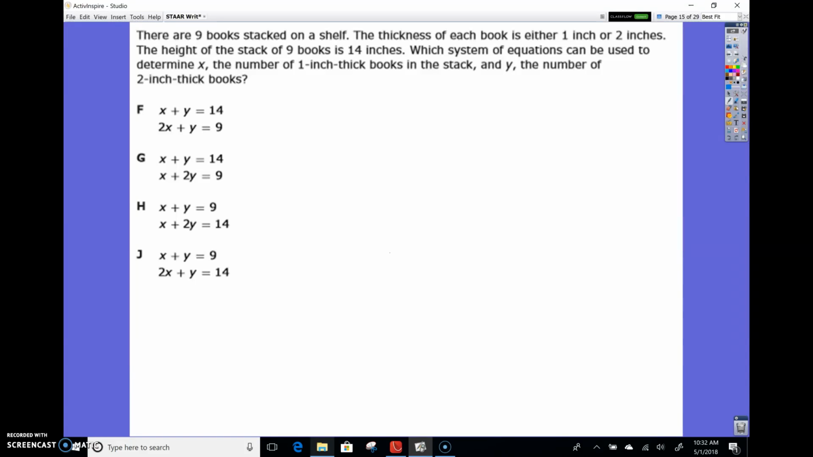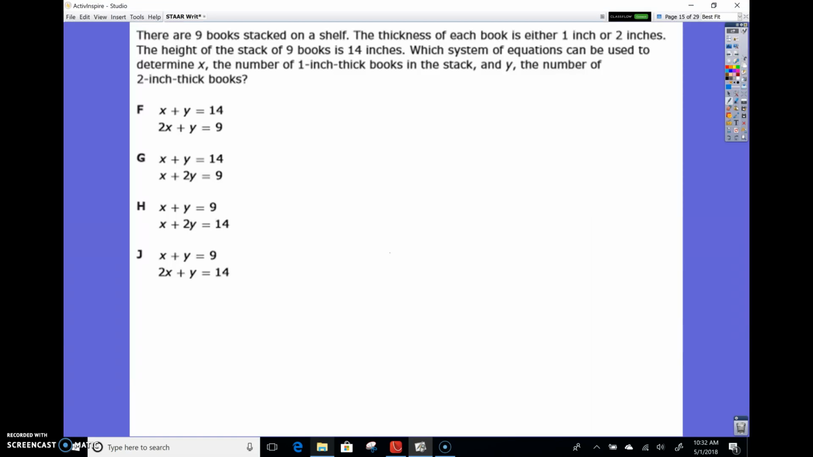Okay, so the next kind of problem are systems of equations. That means that there's going to be two equations, okay? There are 9 books stacked on the shelf. Usually when you see something like that, it's going to be an x plus y problem, okay? Or an a plus b problem. Okay, the thickness of each book is either 1 inch or 2 inch.